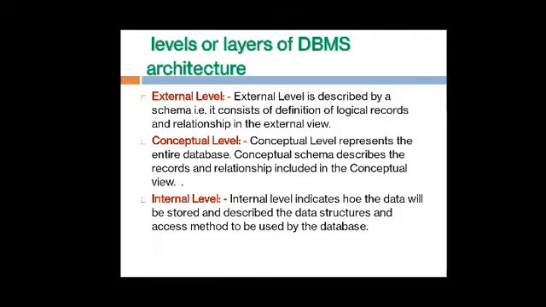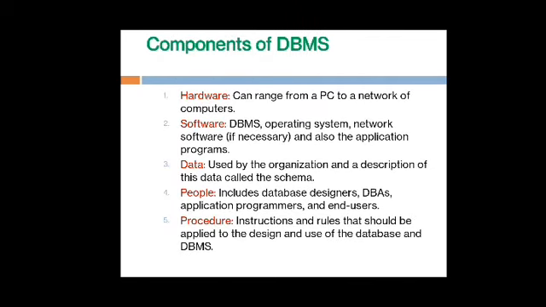The external level describes the definition of logical records and relationships among them, and the conceptual level represents the entire database. That means it describes the records and relationships in a conceptual view. The third one is the internal level. The internal level indicates how the data will be stored and describes the data structure and access methods. Now, components: hardware, software, data, people, and procedure. So these are the components of DBMS.